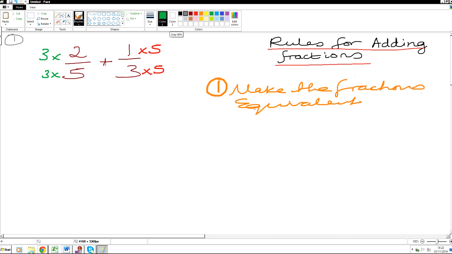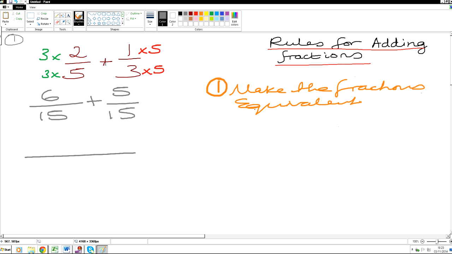So let's have a look what we get on the next line. So 3 times by 2 will give us 6 over 15. And 1 times by 5 will give us 5 over 15. Then you add them together. Now, the aim in the beginning of the question was to make sure that the bottom numbers were the same before we add, because these are different size fractions. You can't just add them at the moment as they are. So by converting the fifths into 15ths and the thirds into 15ths, now we're talking about the same size fraction. So 2/5 is worth 6/15, 1/3 is worth 5/15.